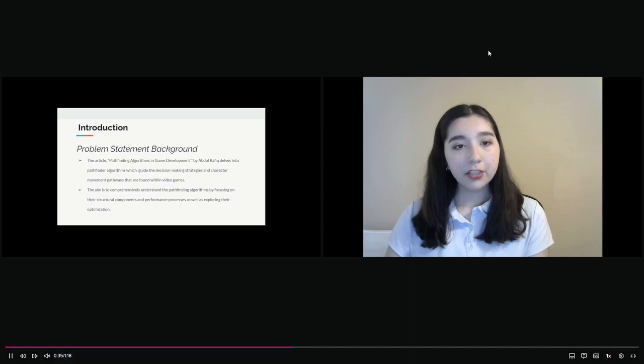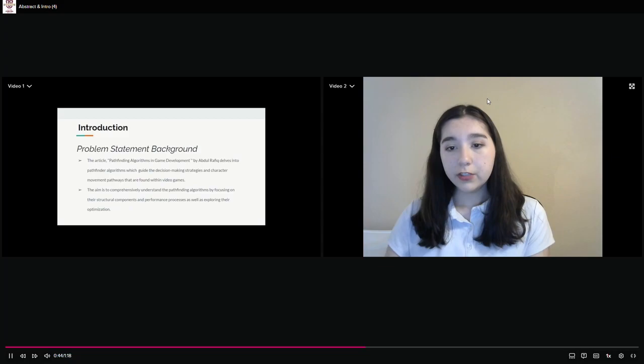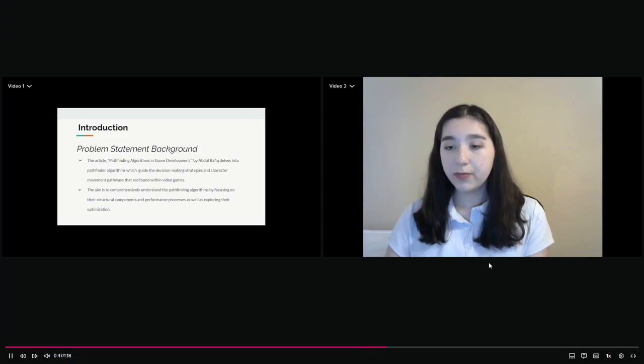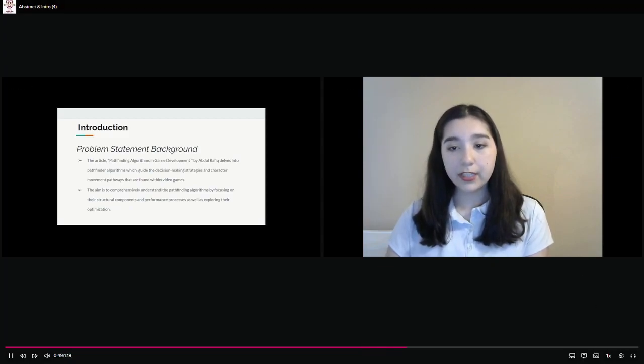Introduction. Modern-day video games have dynamic worlds with complex interactions and environments. The article, Pathfinding Algorithms in Game Development, delves into pathfinding algorithms which guide the decision-making strategies and character movement pathways that are found within video games. The aim of this demonstration is to comprehensively understand the pathfinding algorithms by focusing on their structural components and performance processes as well as exploring their optimization. Through a detailed analysis, we will identify and explain such algorithms to further understand game development applications.